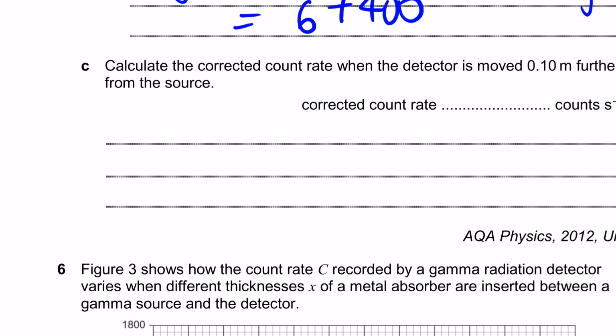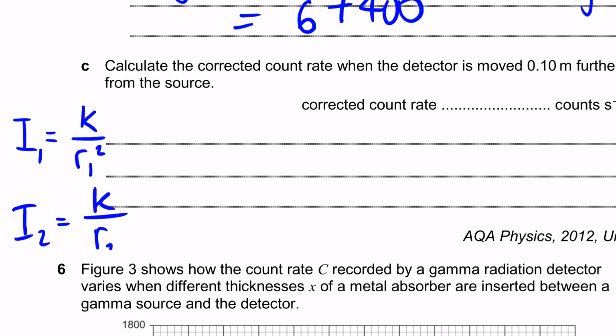So the original intensity we can say is equal to some constant k over r1 squared, and the corrected, or the second intensity, is equal to that k, same factor, over r2 squared. Okay, so this is what we're interested in. Rearrange both of those to get k and then equate them. So we end up with I1 r1 squared equals I2 r2 squared.